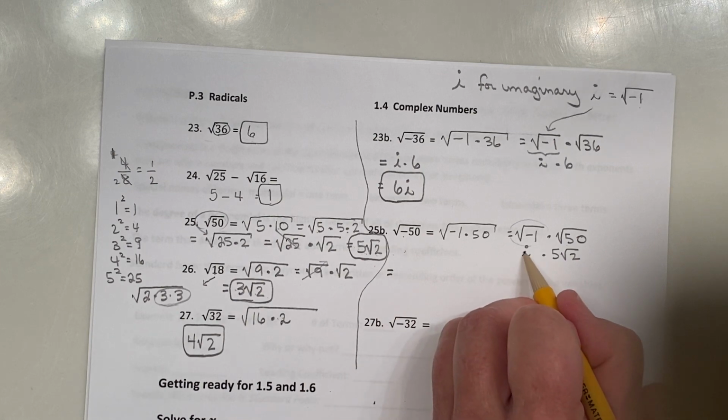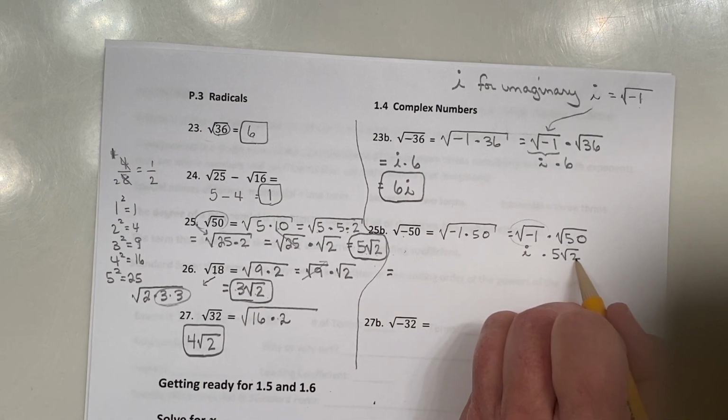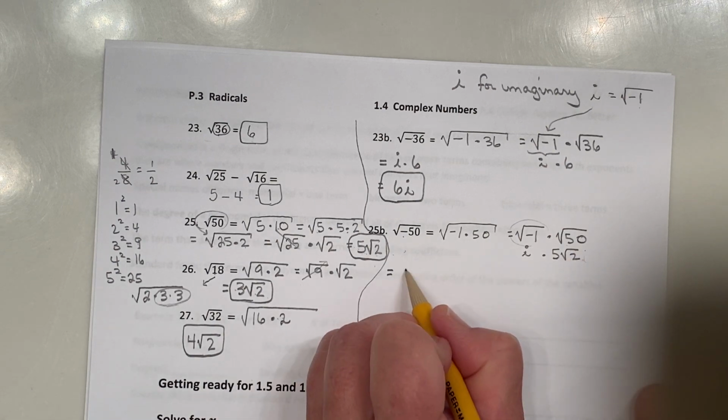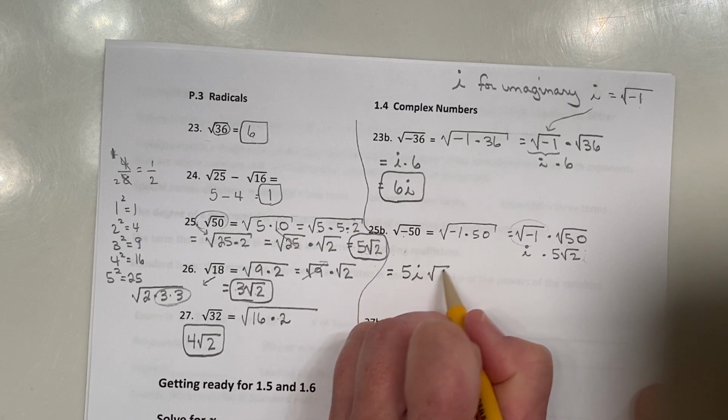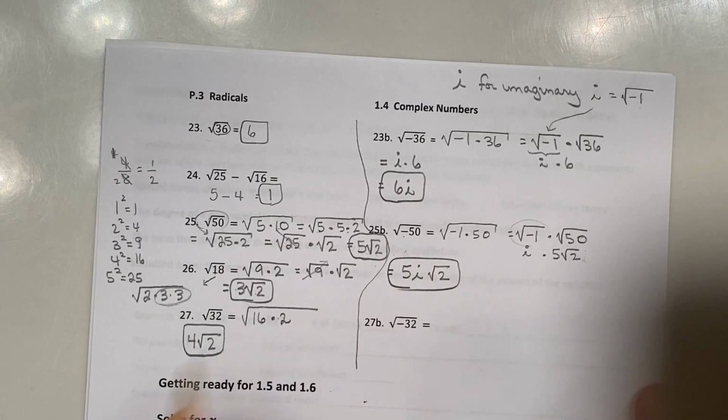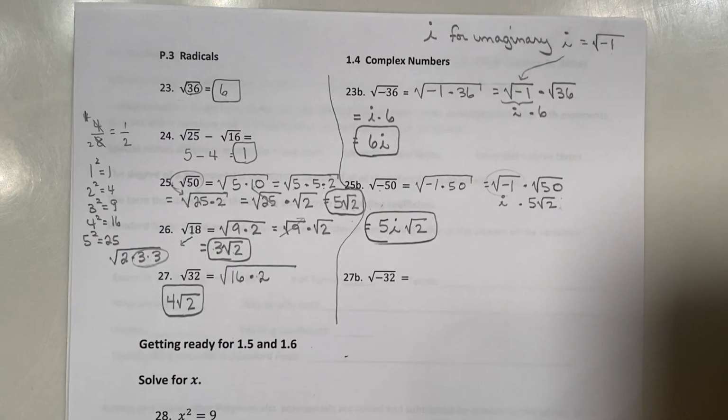So where do I put that i? Do I put it in front of 5? Do I put it behind the 2? Well, no, if you put it behind the 2, it might almost look like it's underneath the radical. So it's common practice to do 5 times the i times the square root of 2. So you try 27b.